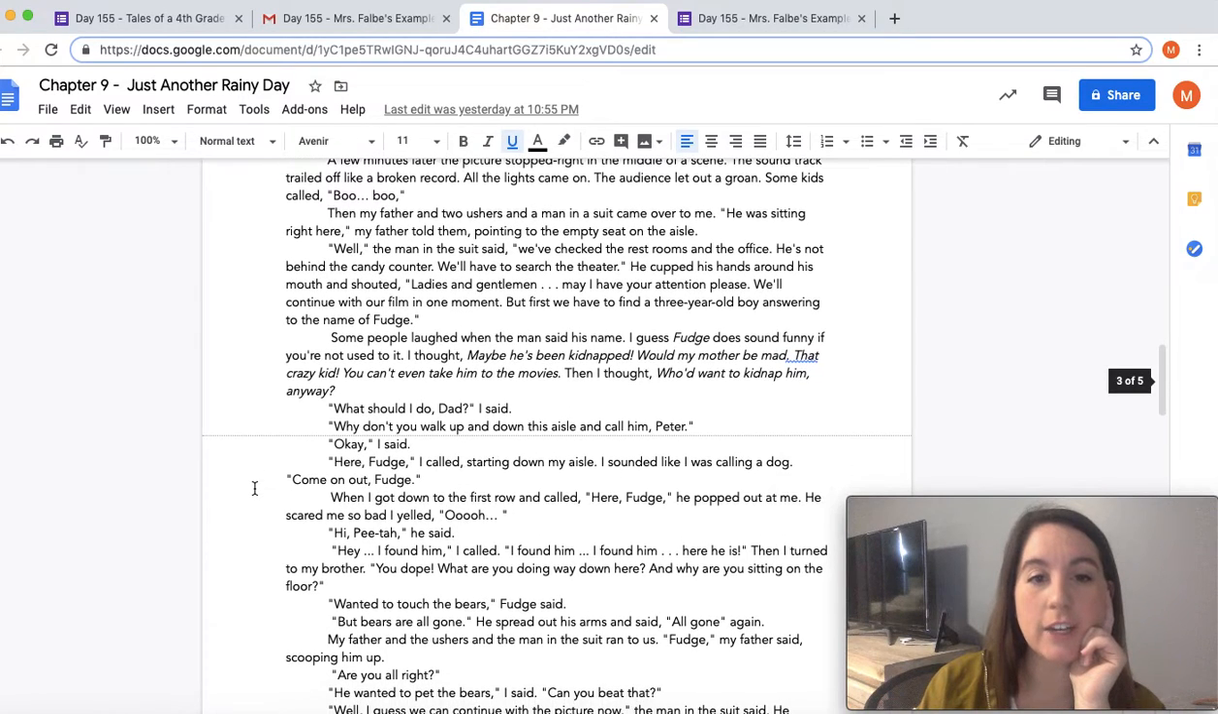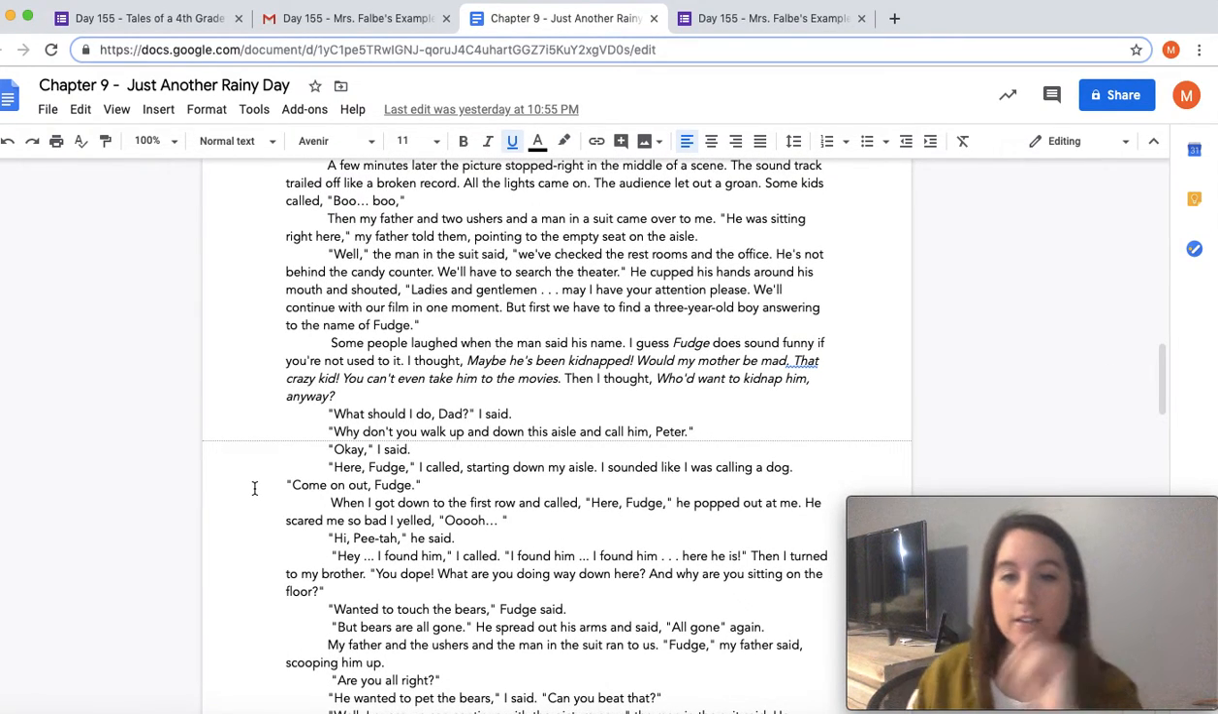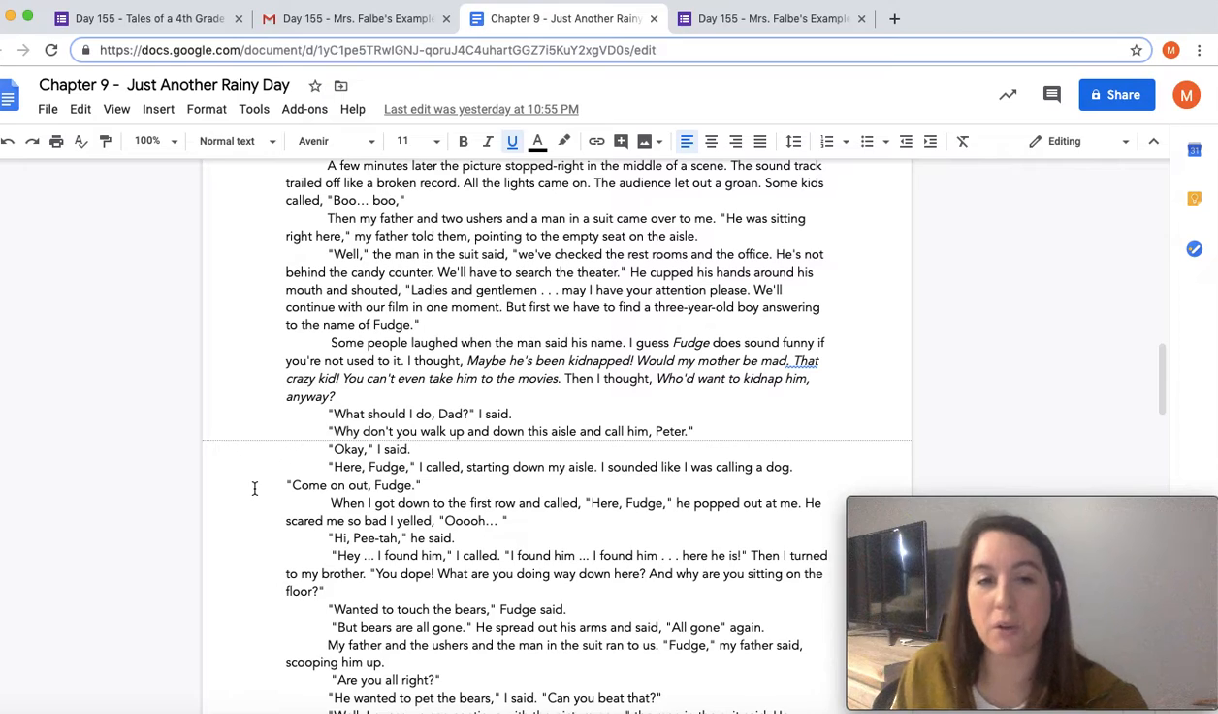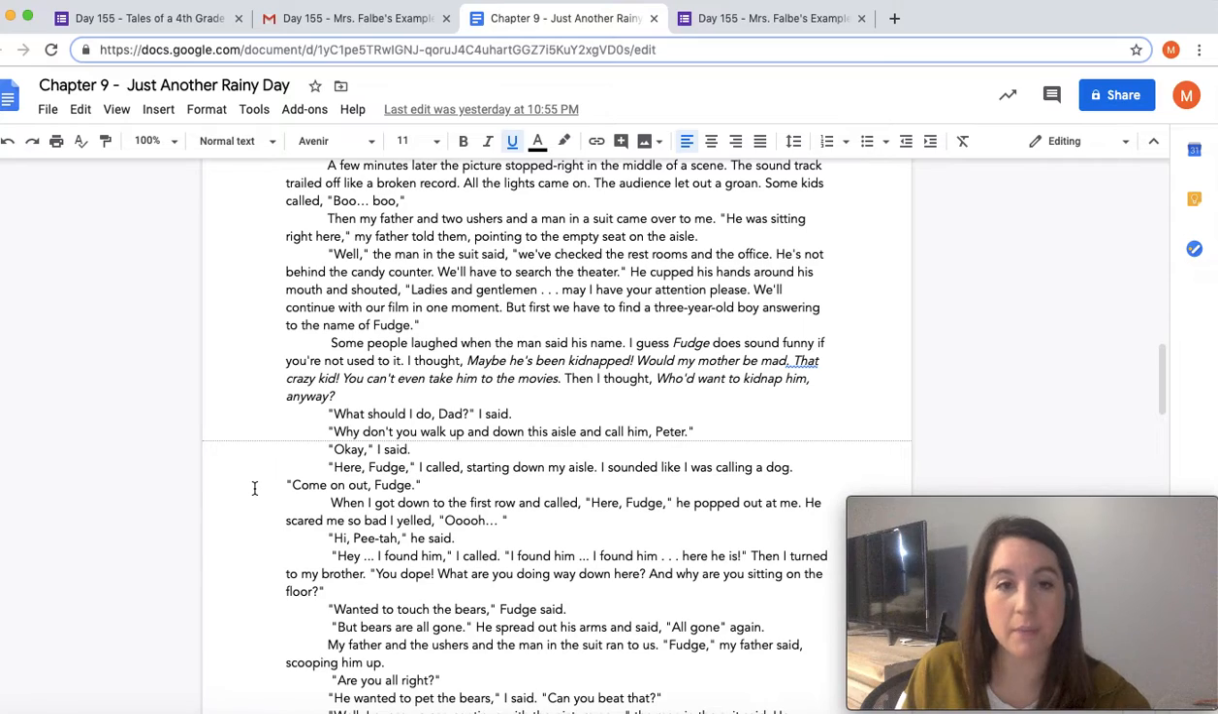A few minutes later, the picture stopped right in the middle of the scene. The soundtrack trailed off like a broken record. All the lights came on. The audience let out a groan. Some kids called, "Boo! Boo!" Then my father and two ushers and a man in a suit came over to me. "He was sitting right here," my father told them, pointing to the empty seat on the aisle.